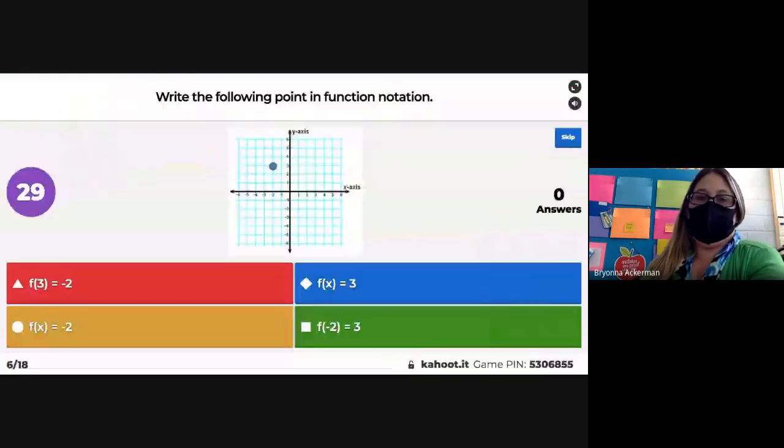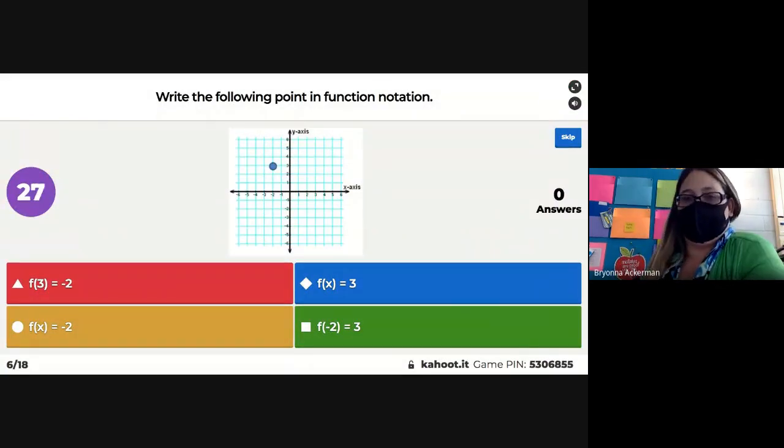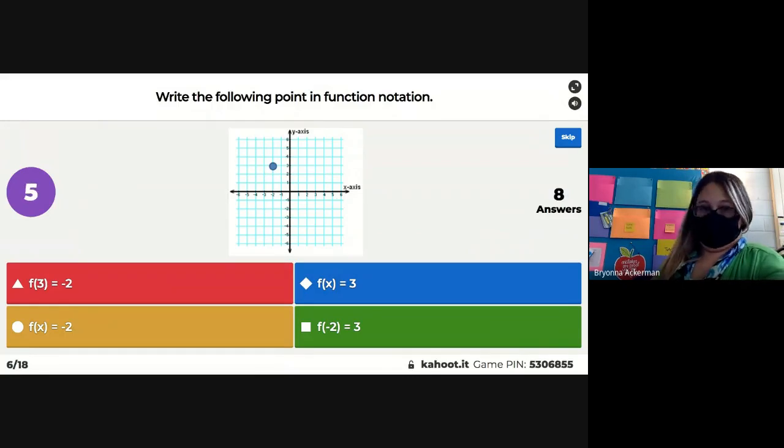Okay, write the following point in function notation. The point is -2, 3. Where does the x go? Where does the y go? The point is -2, 3.